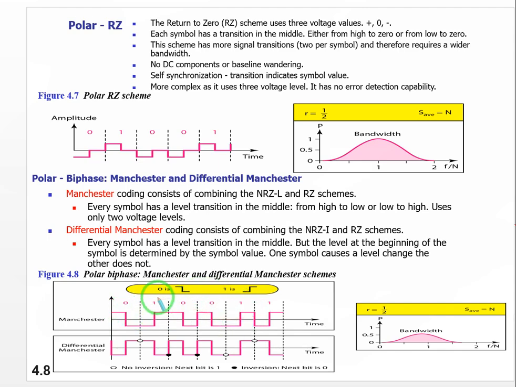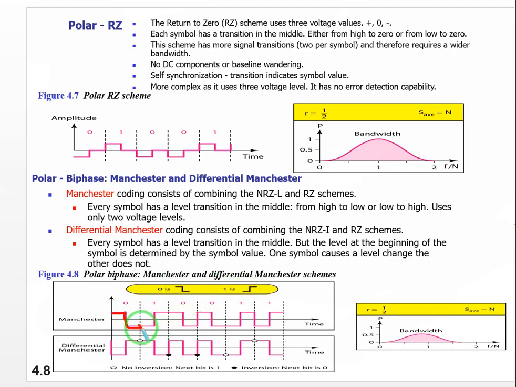So using a Manchester scheme, for a 0 we are using this kind of symbol, and for a 1 we are using this kind of symbol. Once we have a 0, we use this one, with a transition in the middle. Okay, so it reached this one. Then we have a 1, so for a 1 we are using this symbol.